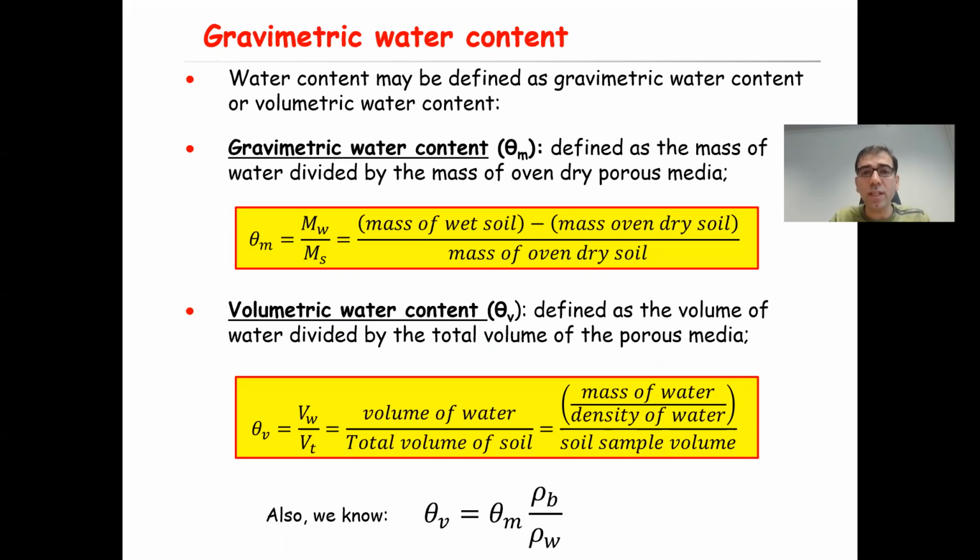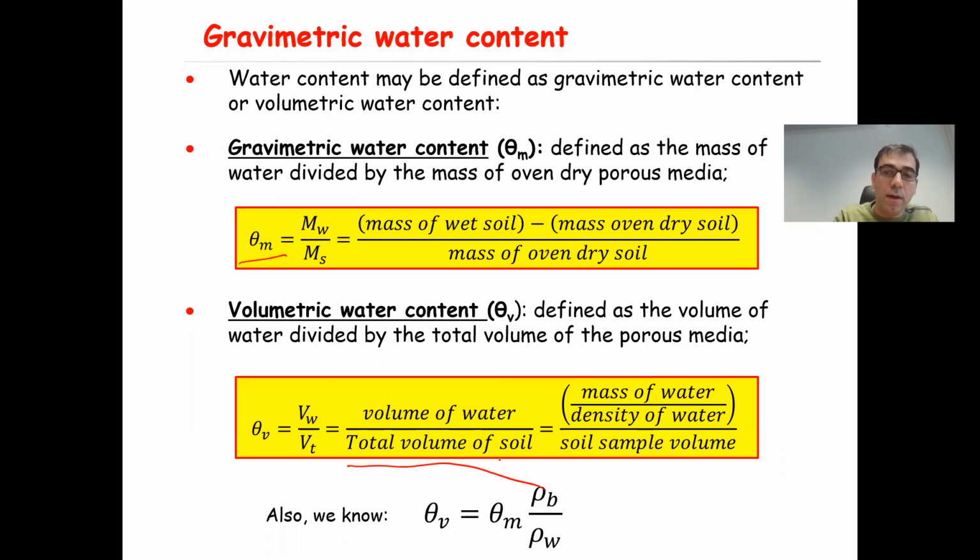For the gravimetric water content, we said theta m is equal to the mass of wet soil minus the mass of dry soil, that gives you the mass of the water, divided by the mass of the oven dry soil, or the solid phase. So that's the way you determine the gravimetric water content. And for the volumetric water content, you divide the volume of water by the total volume of the soil.